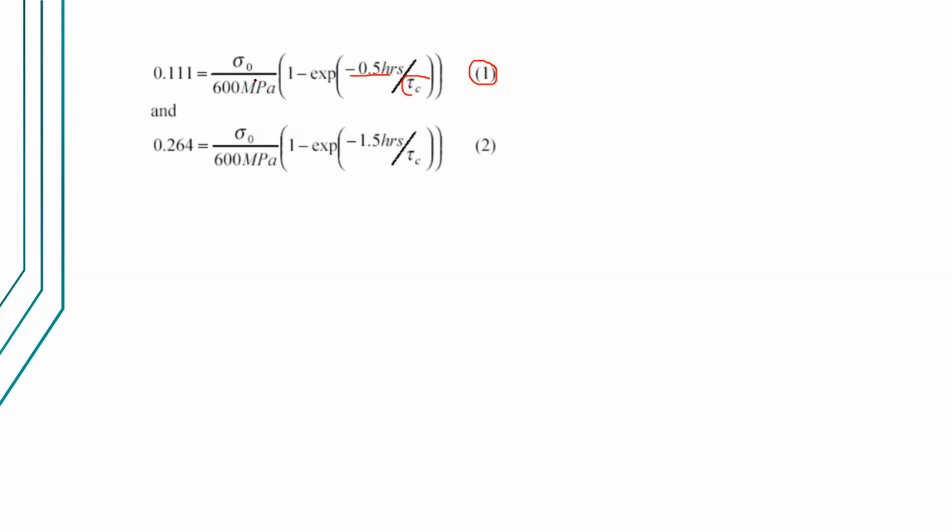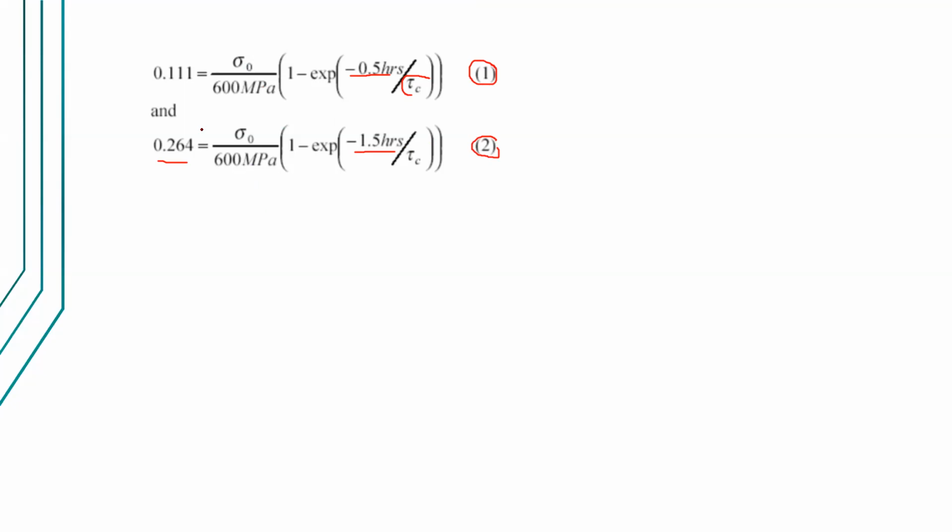So we have two unknowns: the retardation time constant, tau sub c, and the initial stress. We need another equation, and that is this, because the strain at time 1.5 hours is given. Half an hour later, 0.111 is the strain, and then another hour, 0.264. So that's 1.5 hours total. So we have two equations and two unknowns, so we will be able to solve the two unknowns.